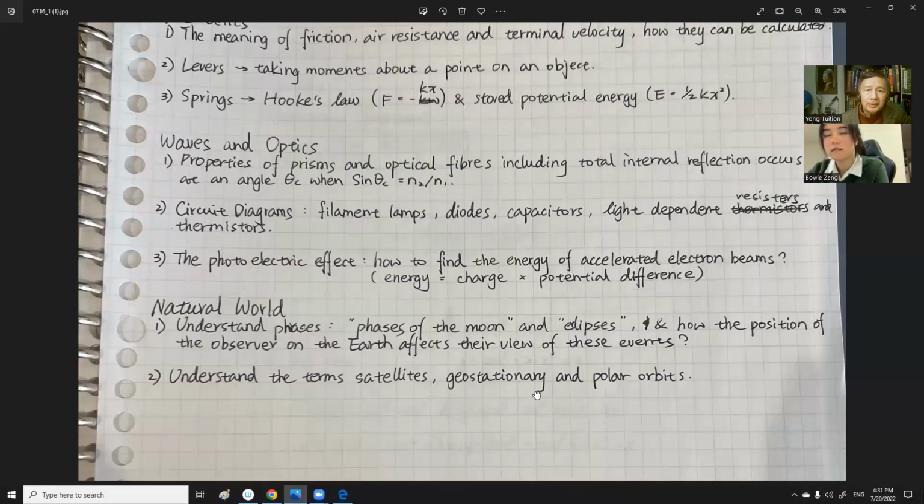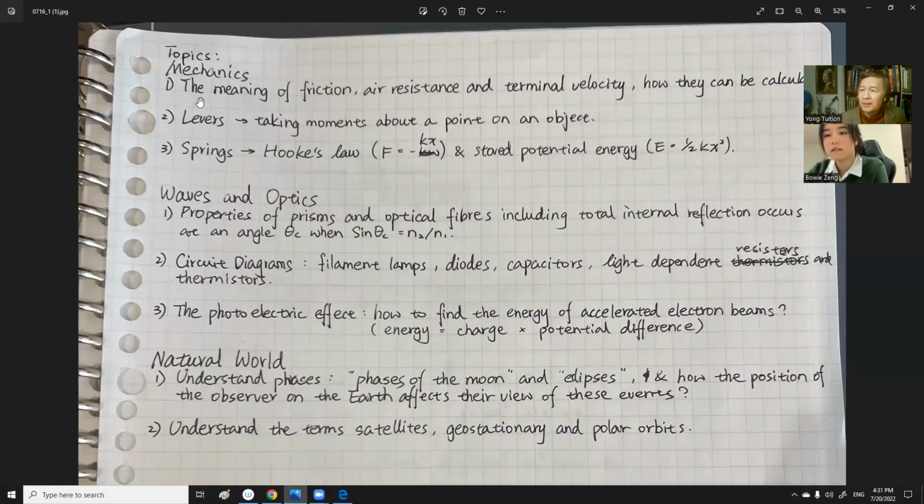Okay, last time we talked about the first topic, right? We covered air resistance, terminal velocity, and how to calculate them. Shall we start levers, and then springs? We can talk about levers and springs today, Hooke's law. Any questions before we go? No. Okay, have you studied these two topics before? No, not yet. Okay, right, let's talk about levers.